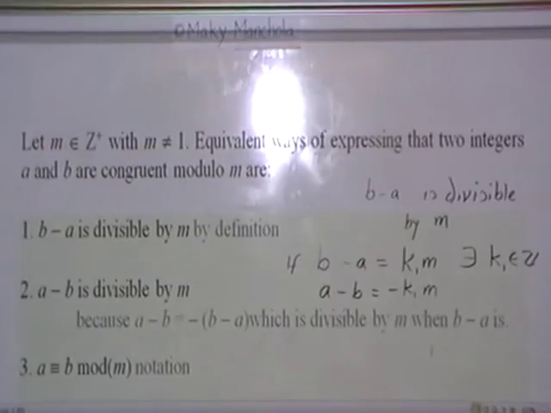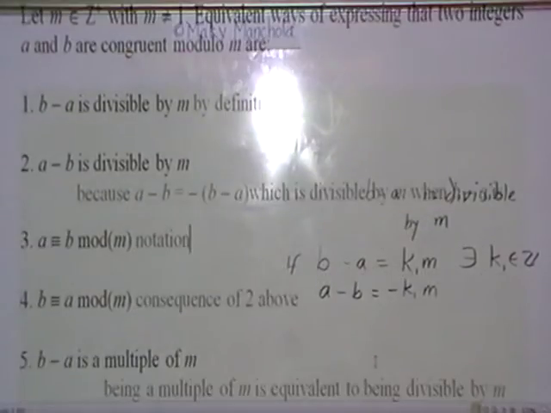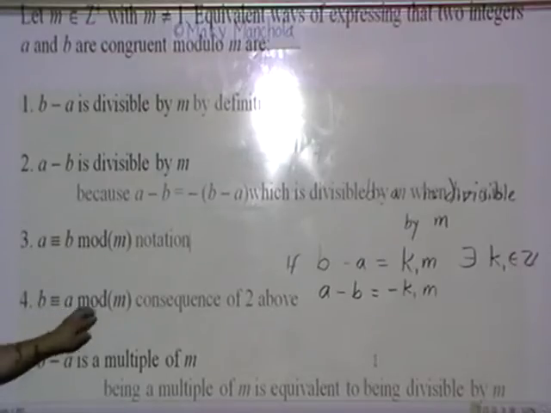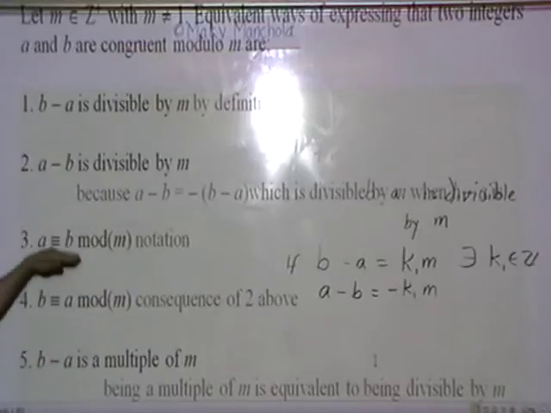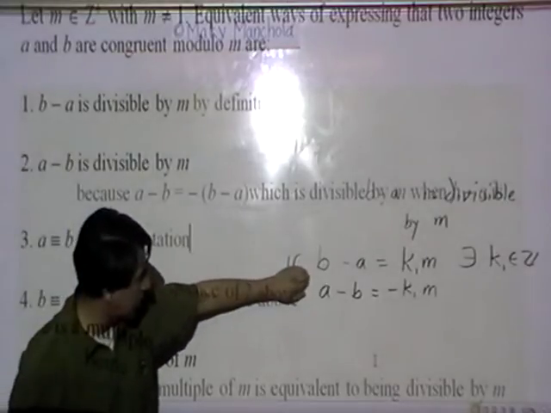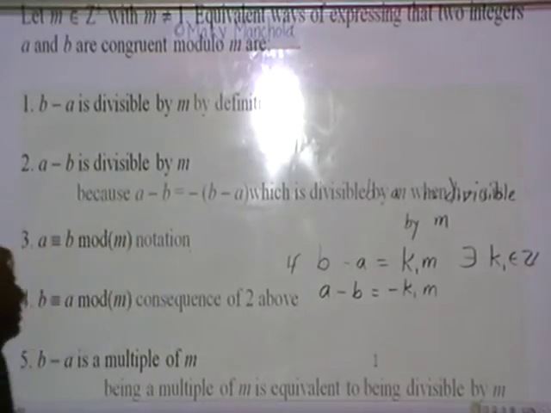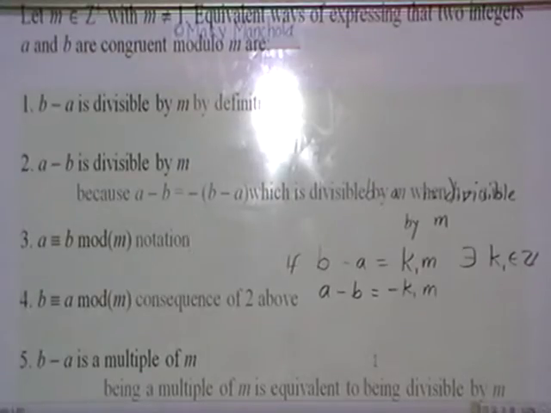Notice that if you change the order to b is congruent to a mod m, you're saying exactly the same thing as that. Just use this equivalence here. This and that are the same statement. So saying that b is congruent to a mod m is equivalent to saying that a is congruent to b mod m.